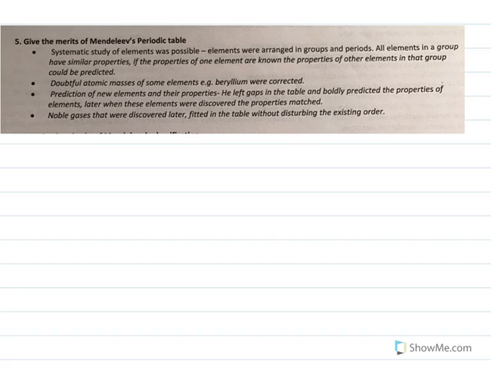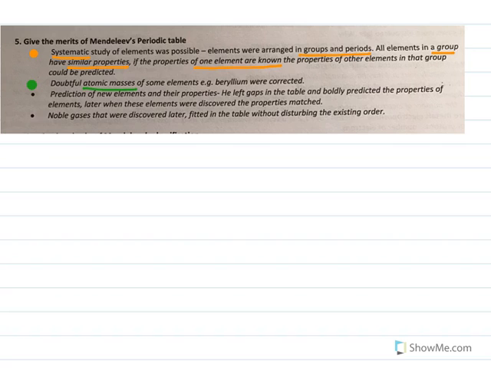Let's go over again the merits of Mendeleev's periodic table. This is given in your notes which you have to study. So the first merit was he made a systematic study of elements present at that time, 63 elements. Elements were arranged in groups and periods. Elements in a group had similar properties. If the property of one element is known, the properties of others also could be predicted.